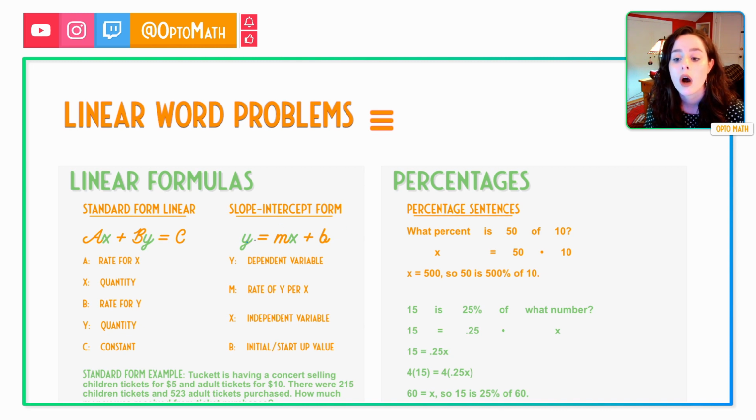Slope-intercept form, y equals mx plus b. The y is the dependent variable, so it changes based on whatever x is. M is the rate of y per x. Remember, slope is the change in y over the change in x, so m is slope. X is the independent variable, and b is the initial or startup value.